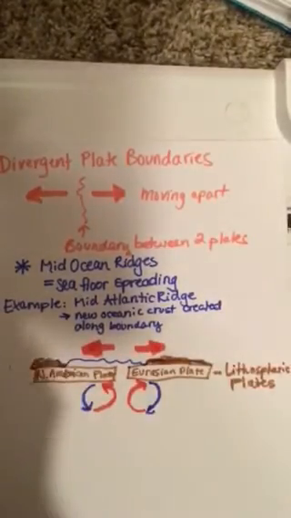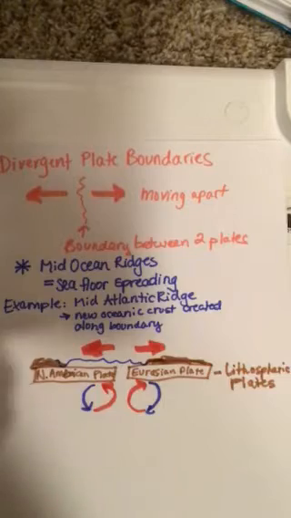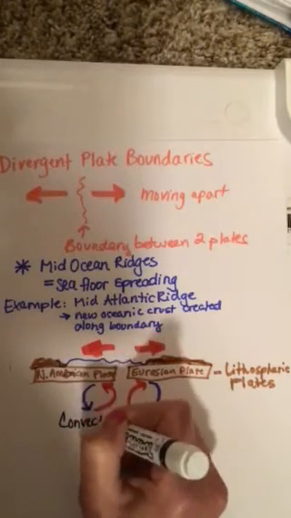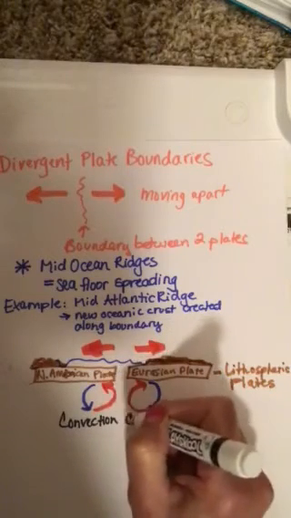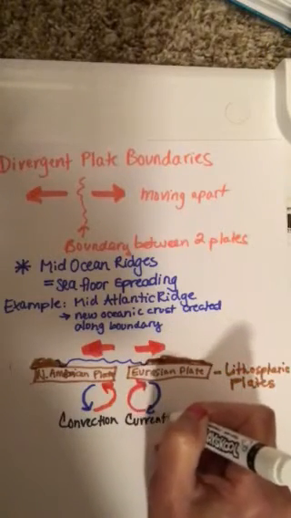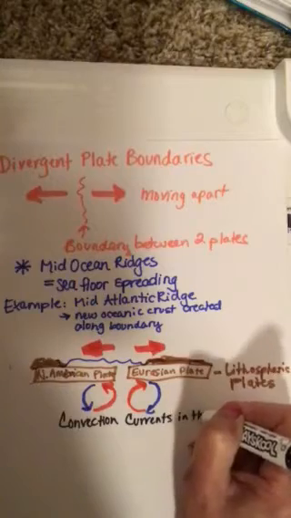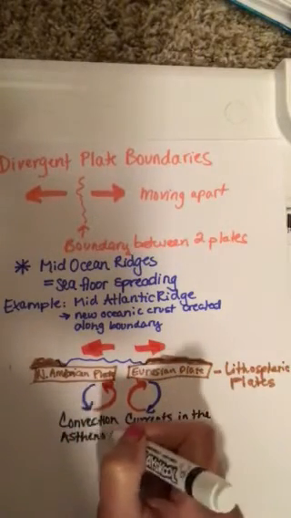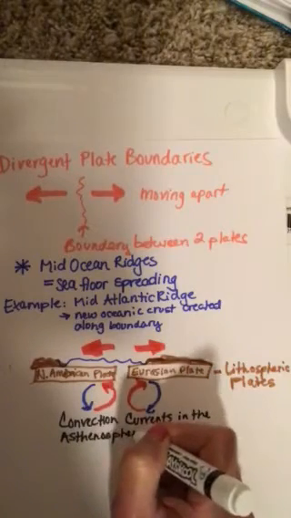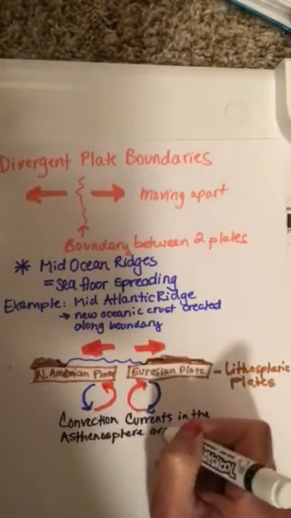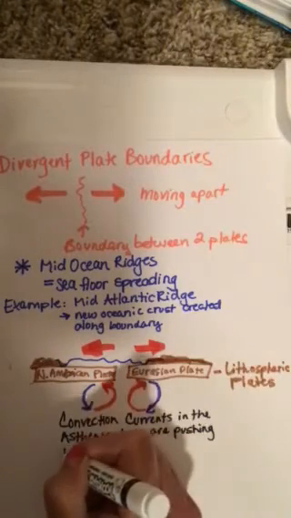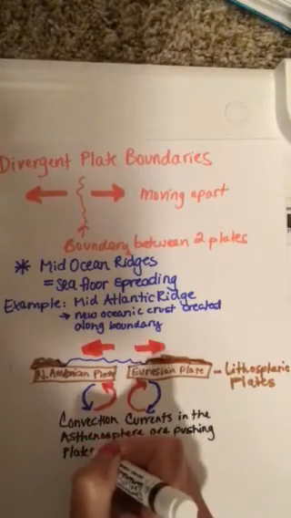So let's note that convection currents in the asthenosphere are pushing plates apart.